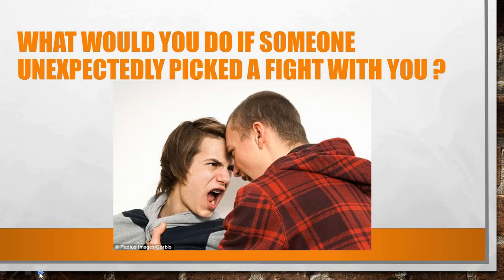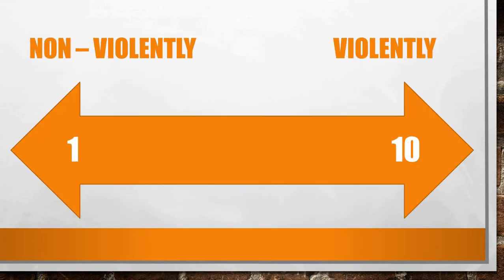What would you do if someone unexpectedly picked a fight with you? What I want you to do in your exercise book, you're going to write a scale. So you're going to write this question down: what would you do if someone unexpectedly picked a fight with you? And then underneath, you're going to draw this scale. So you're going from number 1, which would mean non-violently, up to 10, which is violently. You're going to mark yourself on the scale, and then you're going to justify where you've placed yourself.